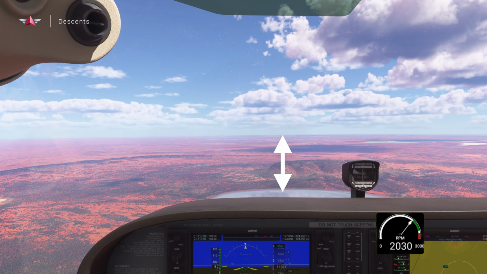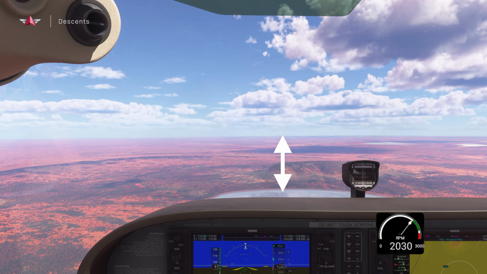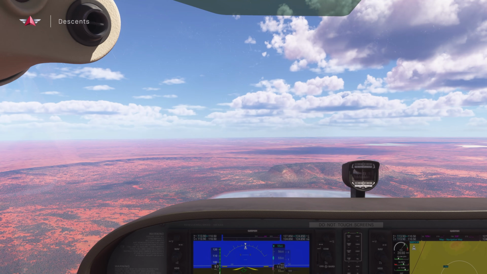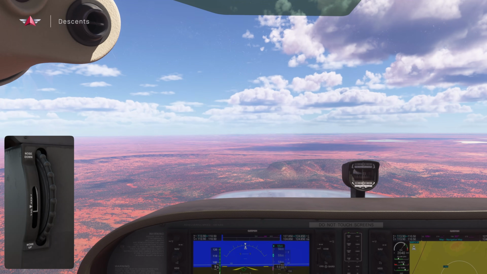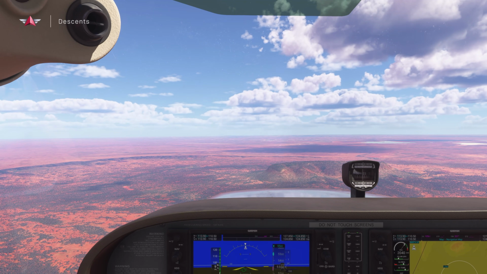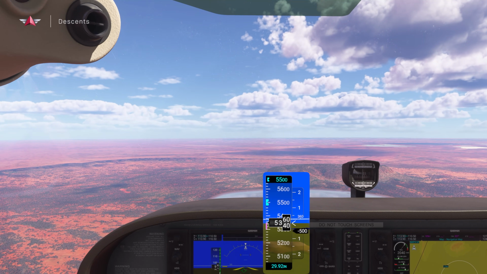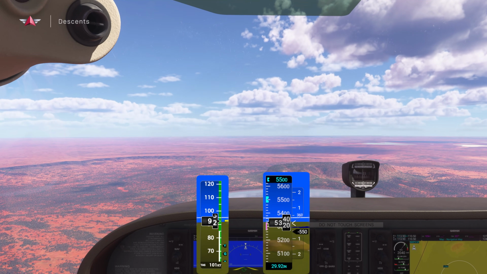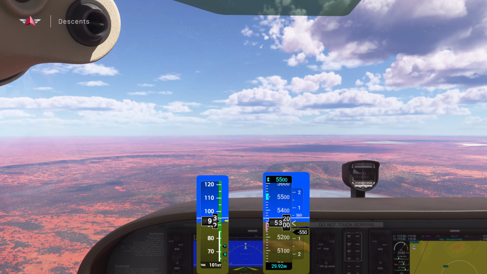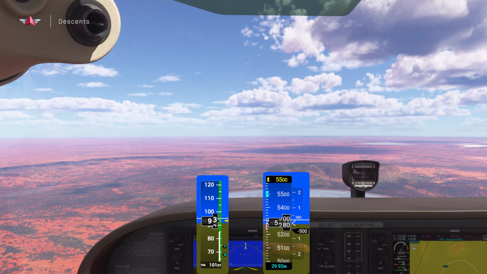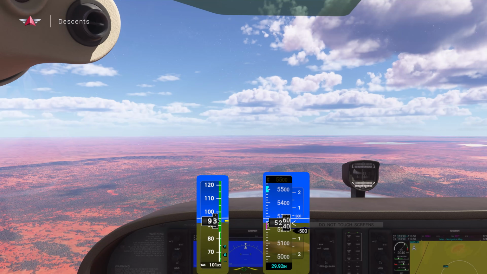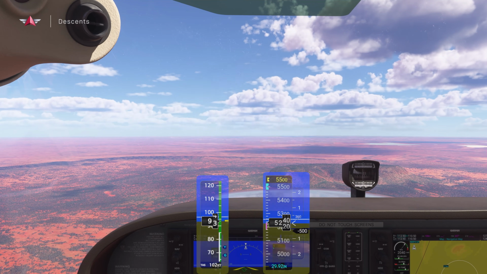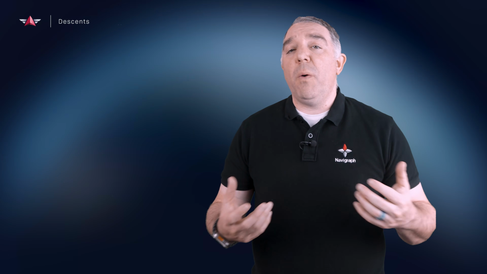As you can see, the pitch attitude is slightly lower than our level flight pitch attitude. Use trim to be stable at this pitch attitude. Now, check our instruments. We're interested in our vertical speed and our airspeed. As you can see, our vertical speed is about 500 feet per minute, and our airspeed is just below 95 knots. Great work here. Let us now consider what we would do if our values were a bit off.